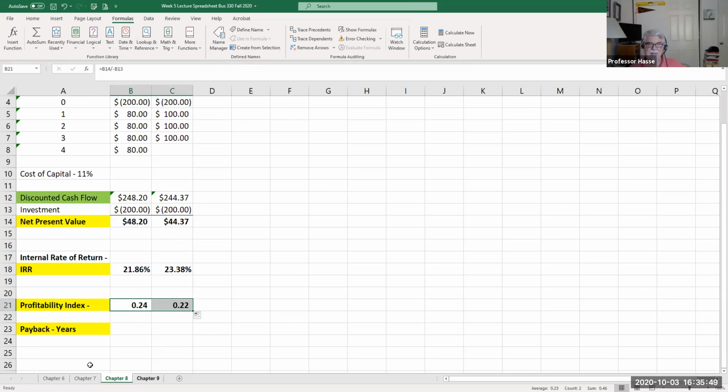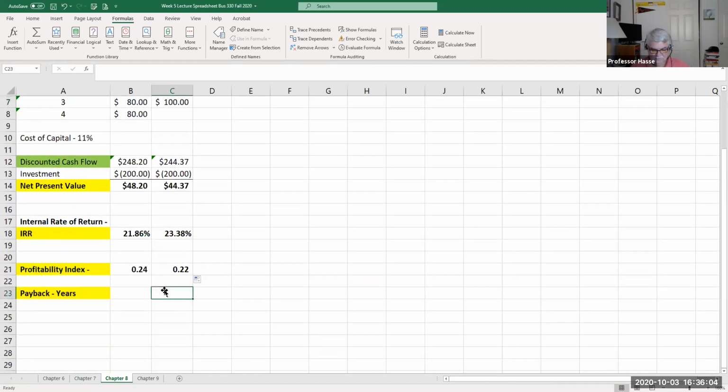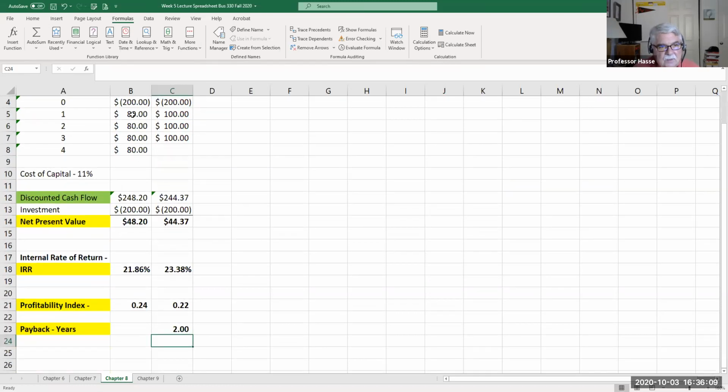So that's that. And the payback in years is how long does it take to get us back the $200? Well, that's easy to do for Project B. We get our $200 back in 2 years. So the payback in years is 2. Project A is $80, $160, $240. Well, we only need to get back 200, so it's going to be 240 in year 3. So $1, $2, and $40. That's 2.5 years payback.